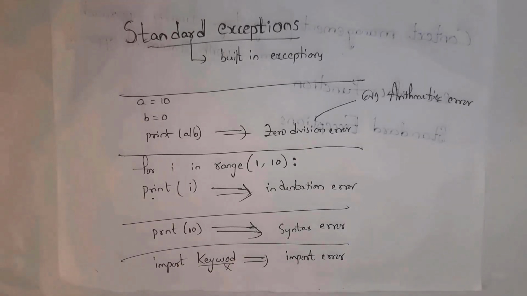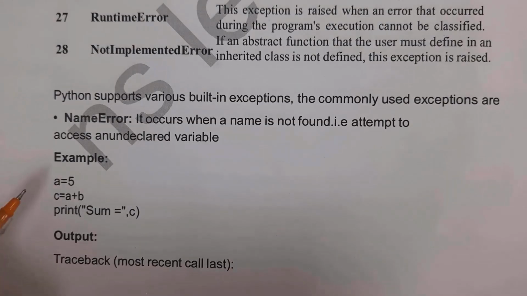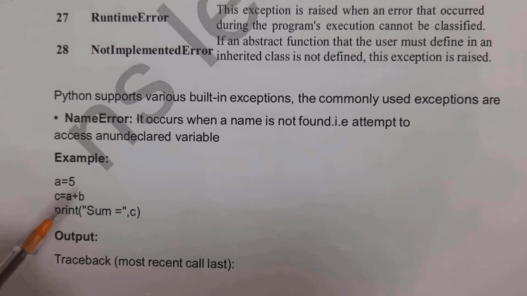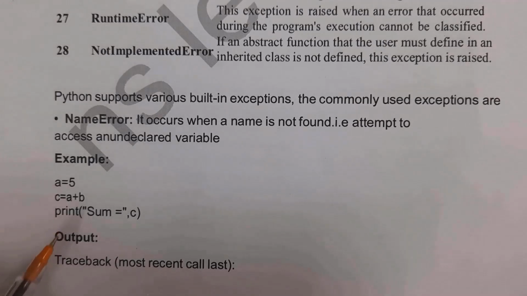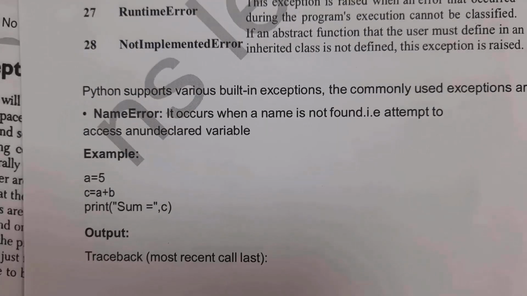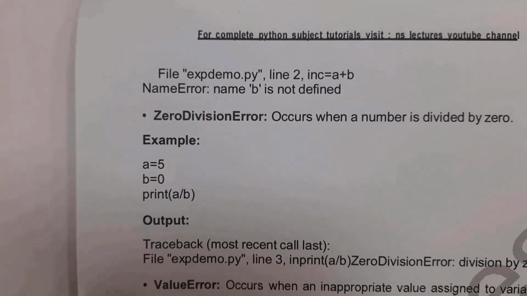I will explain some more built-in exceptions that are present in Python. Guys, first one is NameError. For example, I want to print a plus b. I gave a equal to 5 and I did not give the b value. Next I wrote c equal to a plus b, and next write print sum equal to c. Whenever you run this code, it will display NameError because I did not give the value of b. It will display output NameError: name b is not defined.